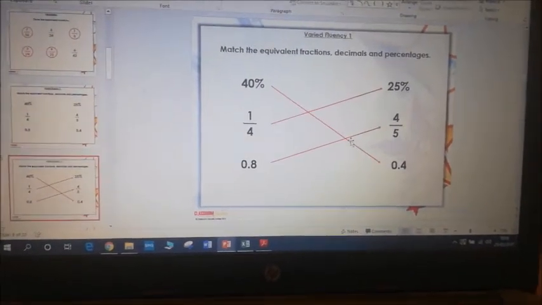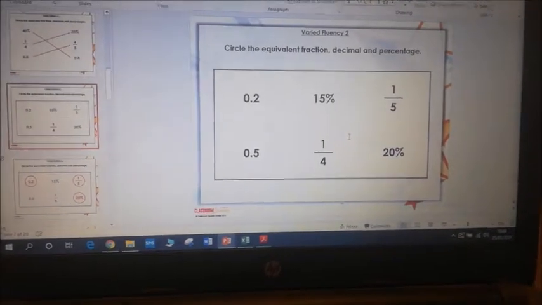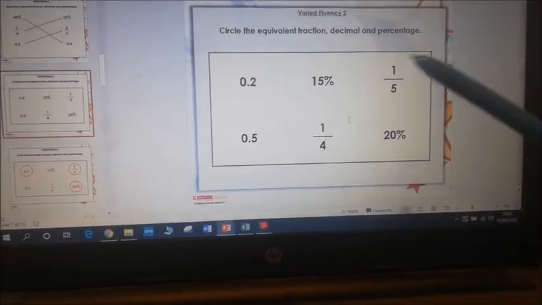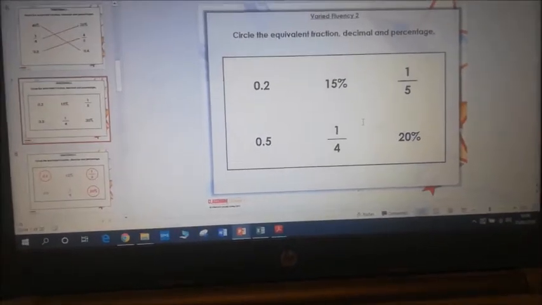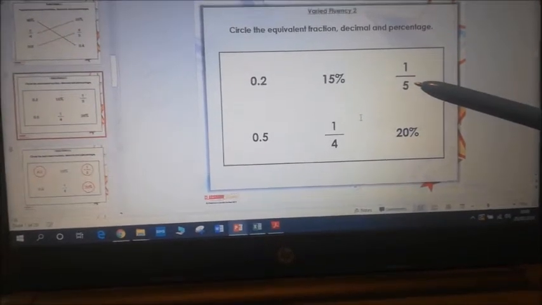So I'd have to go through this one. Make sure you're careful as well. Answers are here. Circle the equivalent fractions, decimals and percentages. This is where we're looking at all three. It's a bit more interesting, but again, it's just building on what we've done yesterday. What's 1/5 as a decimal?